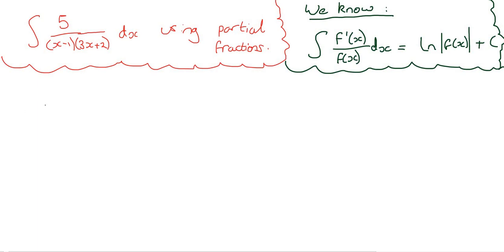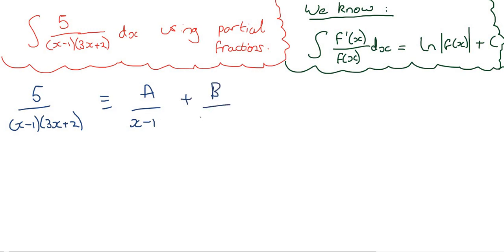So the idea of partial fractions is we want to change something like this, 5 over (x minus 1)(3x plus 2), and we want to get it to something like this, a over x minus 1 plus b over 3x plus 2. So we need to find some constants a and b such that this happens. Right, and we can use some algebra to tidy this up a little bit. Basically, if we can get the denominators to be the same, then we can conclude that the numerators must be the same.